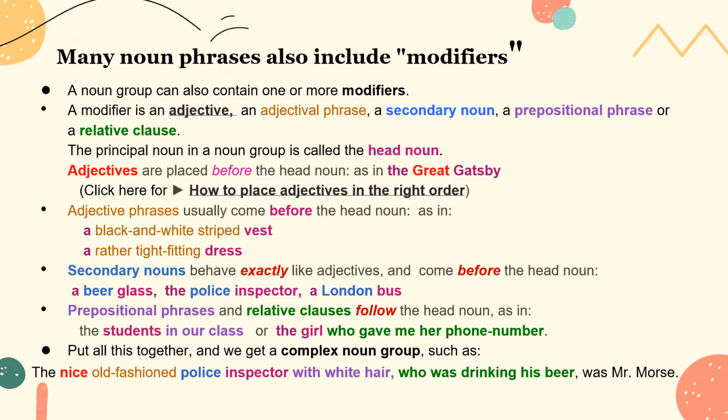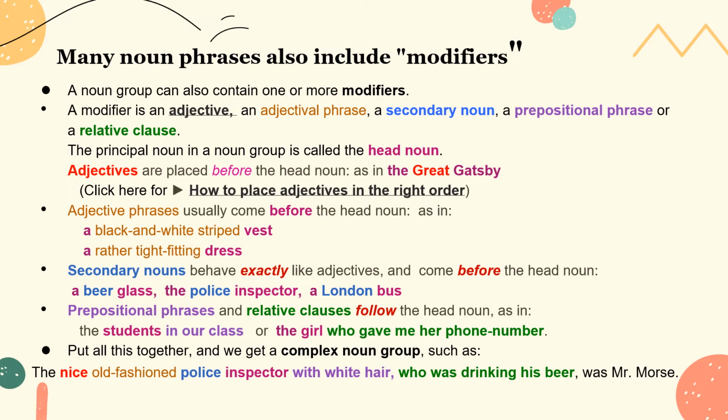Adjectives are placed before the head noun, as in The Great Gatsby. Adjective phrases usually come before the head noun, as in a black and white striped vest, a rather tight-fitting dress. Secondary nouns behave exactly like adjectives and come before the head noun. For example, a beer glass, the police inspector, a London bus.